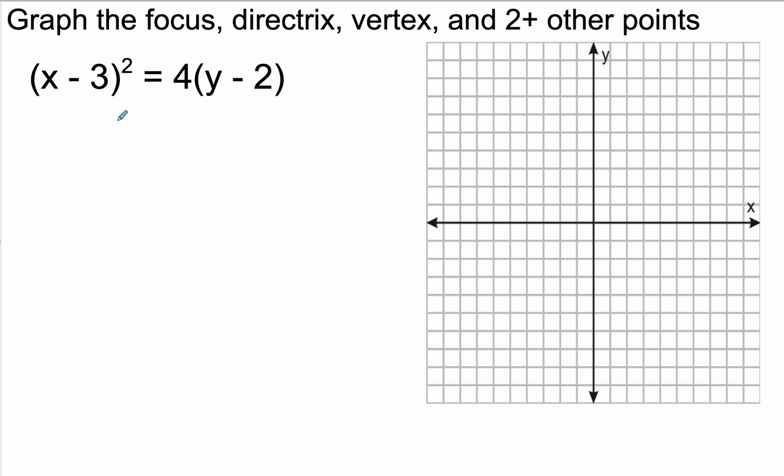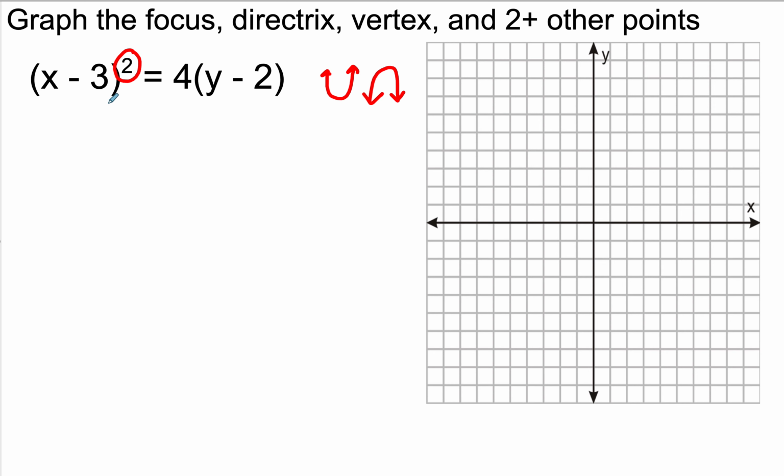Okay, so first thing we need to do is look at our x and our y. We need to ask which one is being squared. Well, we can see that the x minus 3 is being squared. So this is either going to be an up or a down parabola because it's the x that is being squared, not the y.